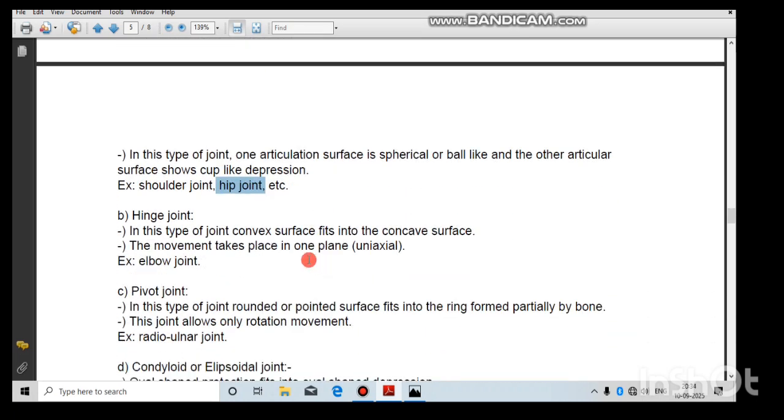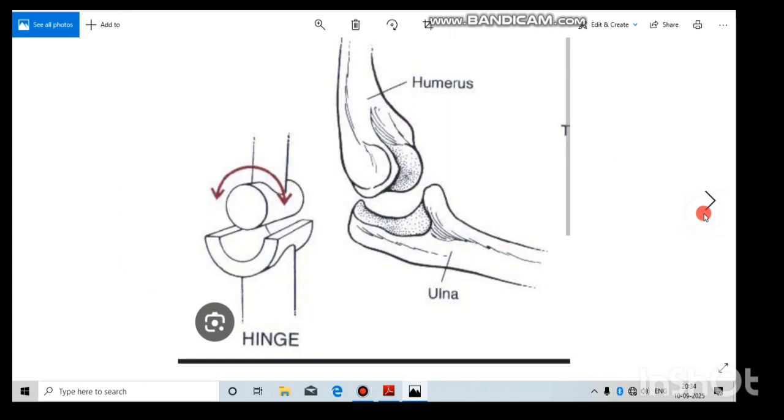The second type of synovial joint is the hinge joint. Here, one bone will have a convex surface and another bone will have a concave surface. See here guys, in this image, there is one bone that has a concave surface.